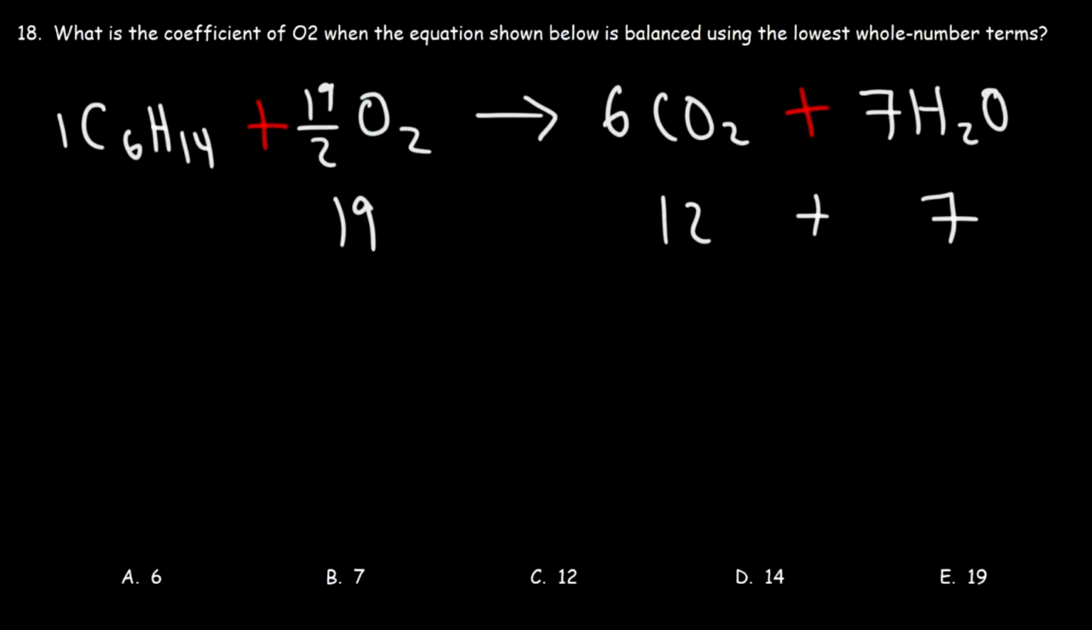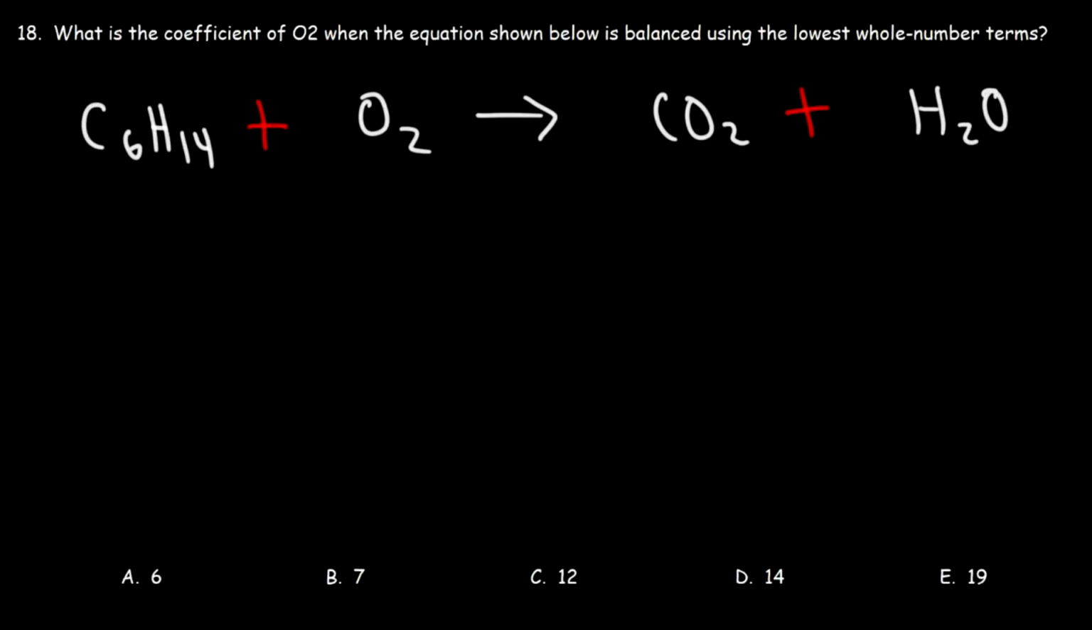So what we need to do is multiply all the coefficients by 2. That will get rid of that fraction. Initially we had a 1 here because there was no number, but now it's going to be a 2. Before we had 19 over 2 here. If you multiply that by 2, that's just going to be 19. We had a 6 in front of CO2, but if we double it, it's going to be 12. And we had a 7 here, so that's going to be 14.